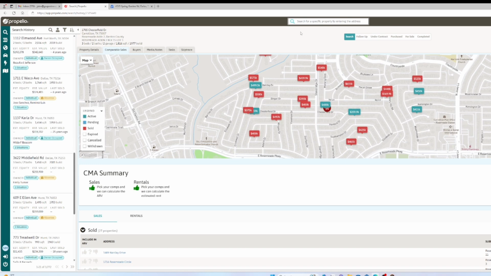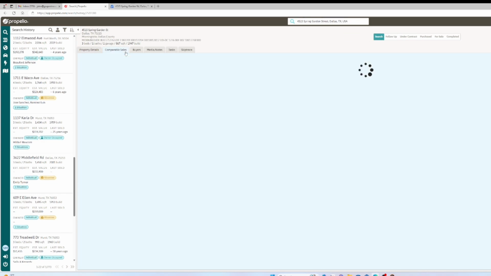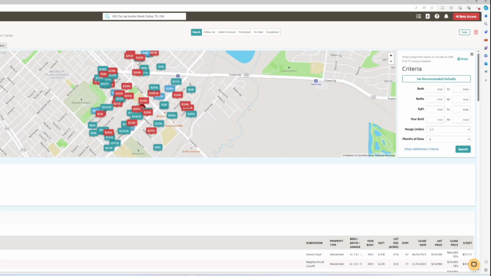So step 2, you want to go ahead and put the property address in here at the top. After this is done, you want to go to comparable sales. Now let's go to the right. In this tab, criteria, you want to make sure you're at 6 months of data, so about 180 days back. And really you want to start off in a quarter mile. You're looking for a property that's the closest, that's the most comparable to start off with. So let's search.